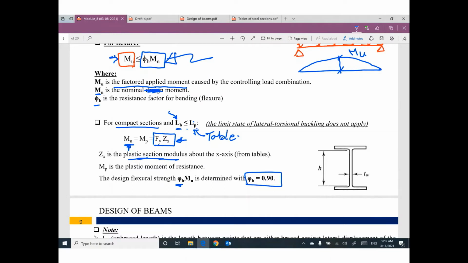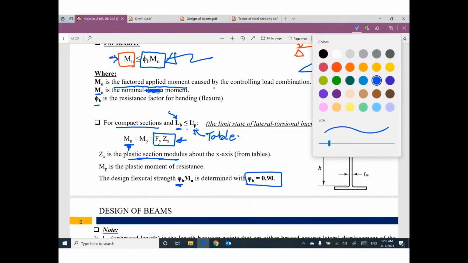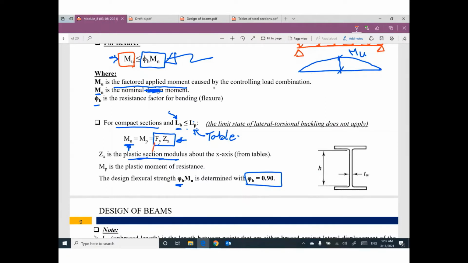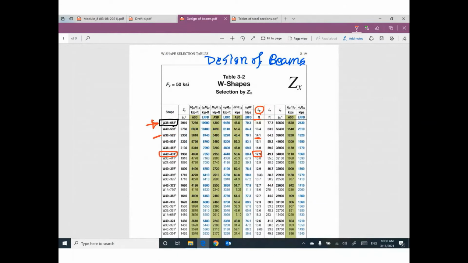Actually, we don't need to do this calculation: F yield times Zx to find the Mn, and then Mn times phi, which is 0.9, to figure out the value of phi Mn. The tables for design of beams can give you this value directly. You don't need to do any calculations. Just go ahead and select your cross section.